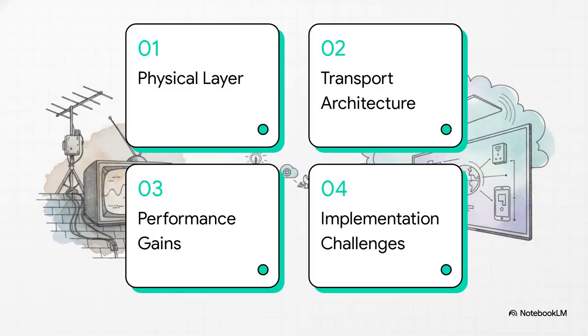So here's how we're going to tackle this. First, we'll hit the physical layer. That's the very foundation of the signal. Then we'll look at the transport architecture, which is all about how the data gets packaged up. After that, we get to the good stuff, the payoff, all the performance gains for your business. And finally, we'll look at the price, the implementation challenges, which are pretty significant.